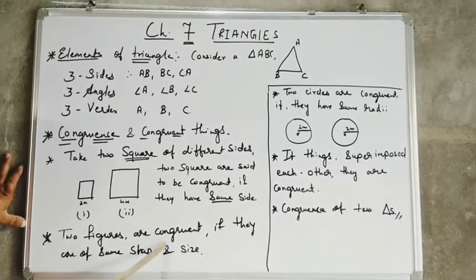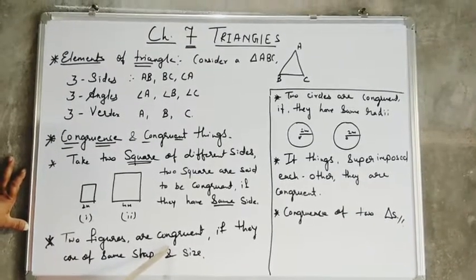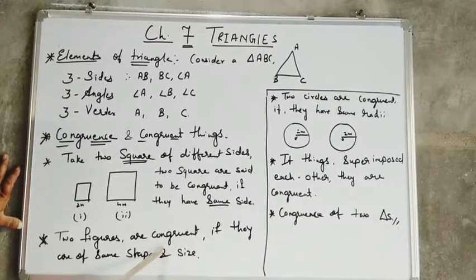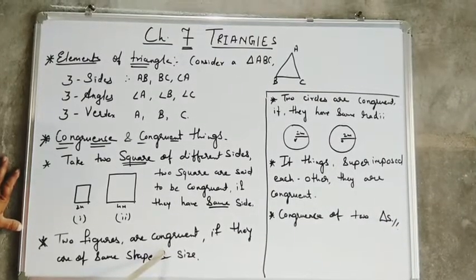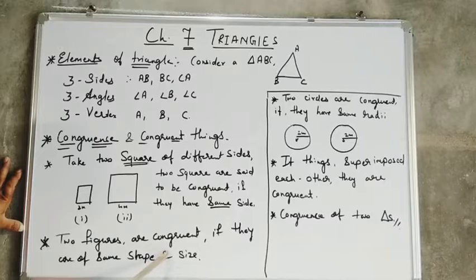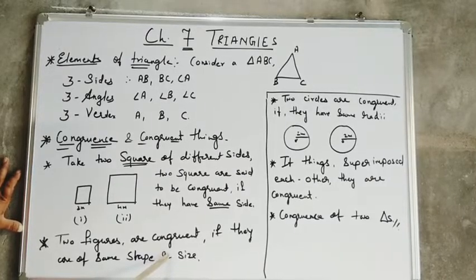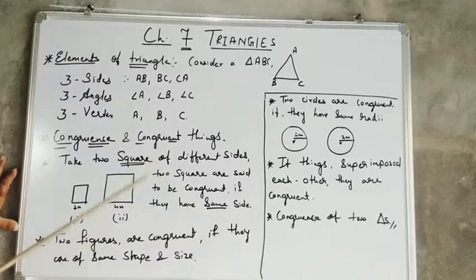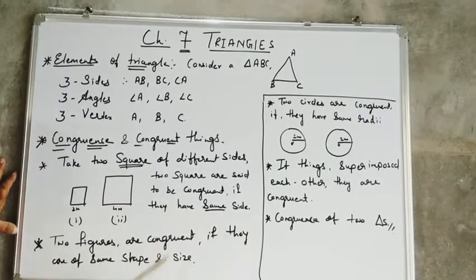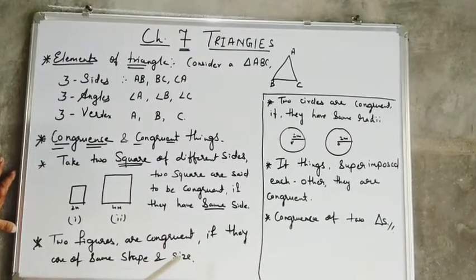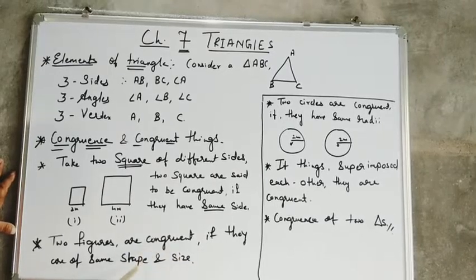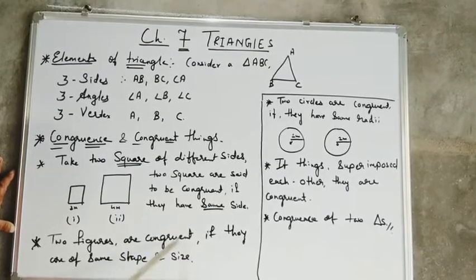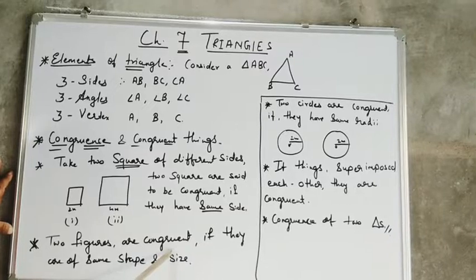Nowadays you are familiar with the ATM card. A bank delivers many ATM cards and almost all the ATM cards are identical. Identical means the same shape and size, not the card number or PIN number, they can't be the same, but they are of the same shape and size. Since they are of the same shape and size, they are said to be congruent.